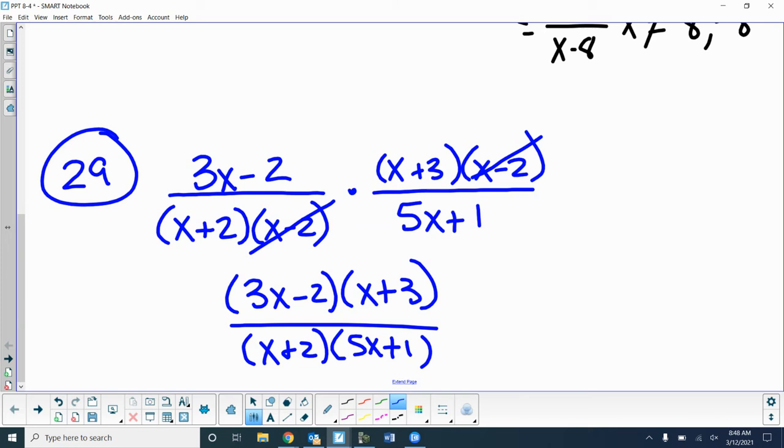Anything else on that? If you FOIL the numerator and the denominator, that's okay. Yeah, it's still okay. You don't have to, though. Any other questions? Go ahead. 30.